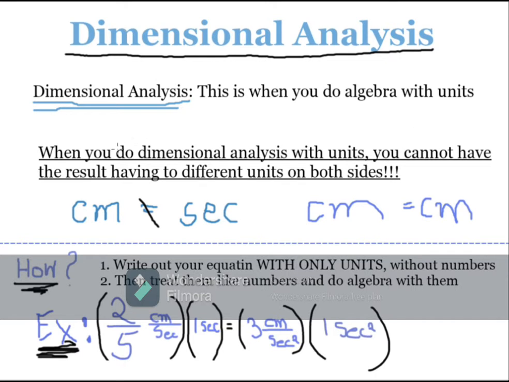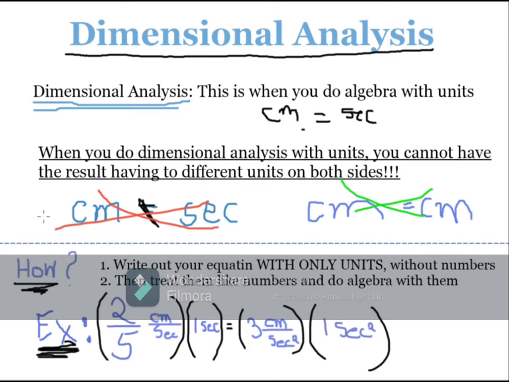So here's a rule that's really important. When you do dimensional analysis with units, you cannot have the result having different units on both sides of an equation. For me, I had centimeters as the result, but that was only the expression. If I had centimeters equal to seconds, like in the example, it's not equal. This is wrong. And if you have centimeters equal to centimeters, then that's right, because centimeters is equal to centimeters.